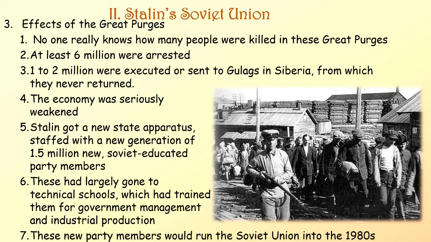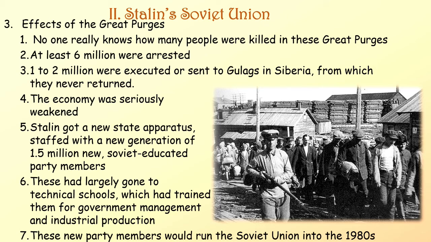The effects of the Great Purges. No one really knows how many people were killed in these Great Purges. At least 6 million were arrested, and 1 to 2 million were executed or sent to Gulags in Siberia, from which they never returned. The economy was seriously weakened.